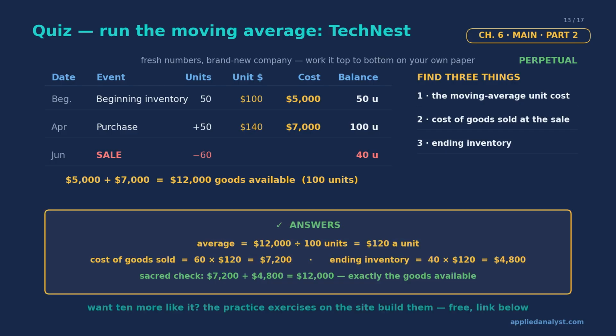Here we go. Step 1. The average cost. Before the June sale, you have 100 units on hand, 50 at $100 plus another 50 at $140.